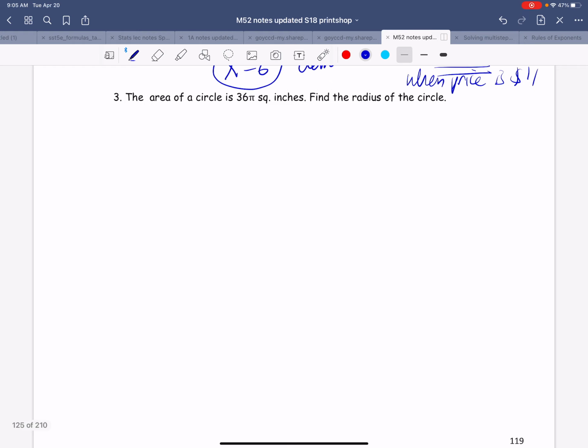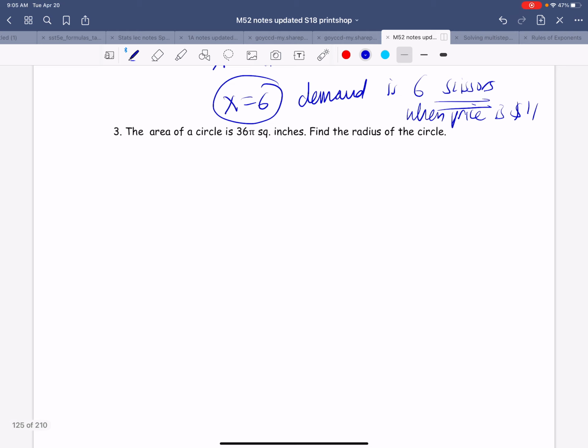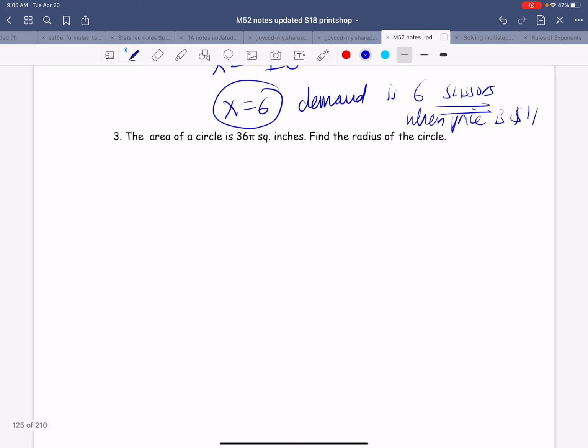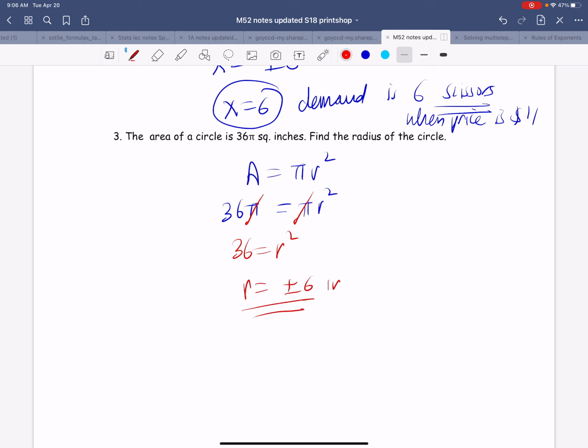Okay, next example. The area of circle is 36 pi square inches. Find the radius of the circle. So we know area is pi r squared. So I'm being told that the area is 36 pi, and I'm being asked to find the radius of the circle. So I plugged 36 pi in for the area. And I can cancel pi on both sides. I can divide both sides by pi. And 36 equals r squared. R comes out to be plus minus 6. And it would be plus minus 6 inches.